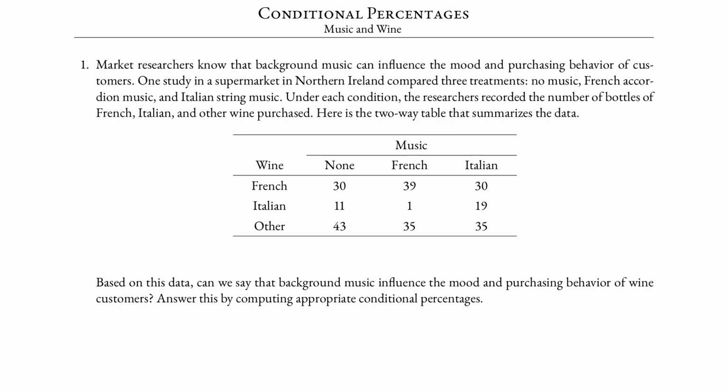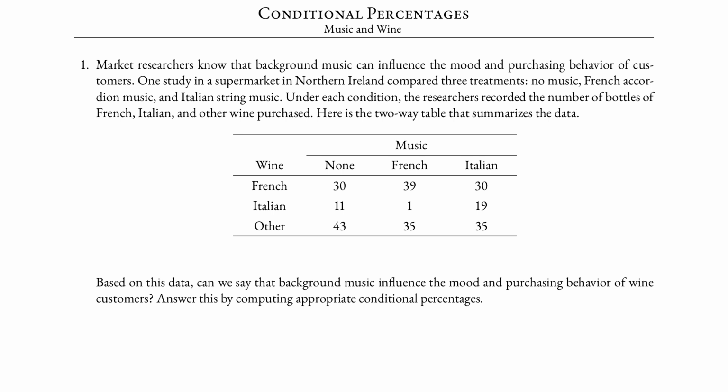Here is a two-way table that summarizes the data. In the first column, we have the type of wine: French wine, Italian wine, or other wine. In the first row, we have the type of music in the background: none, French accordion music, or Italian string music. And inside the table are the counts. This is what we call a two-way table.